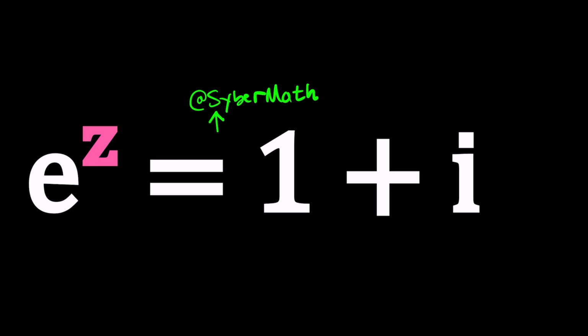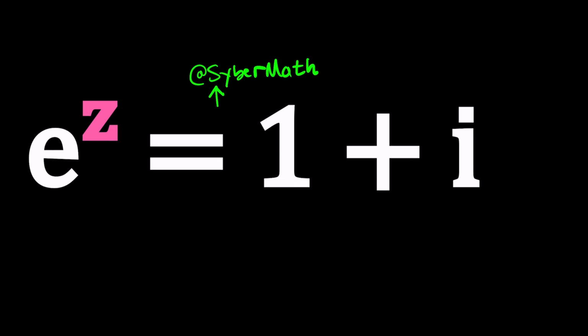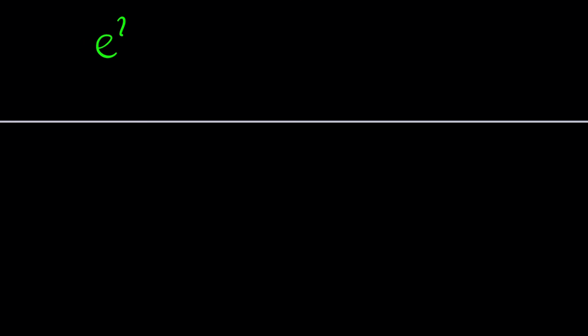Great, so let's go ahead and see how we can solve a problem like this. I know some of you are probably thinking, why don't we just ln both sides? And that's what we're going to do first. Let's start with the original problem, e to the power z equals 1 plus i, and then natural log both sides.